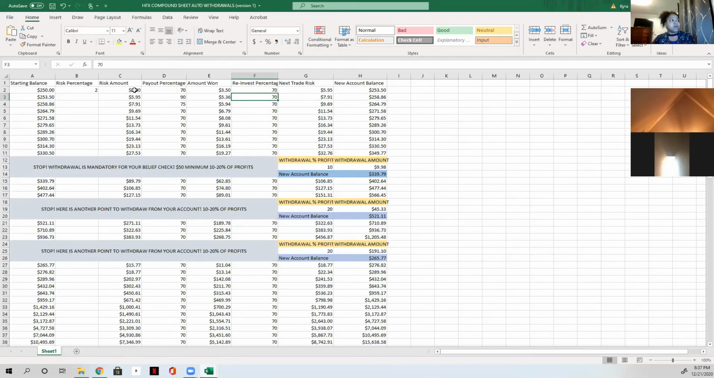So not your risk amount back, but just outside of that $5 that you put up for the trade, you got $3.50. That's all it's going to give you. But then it gives you a reinvest percentage area.